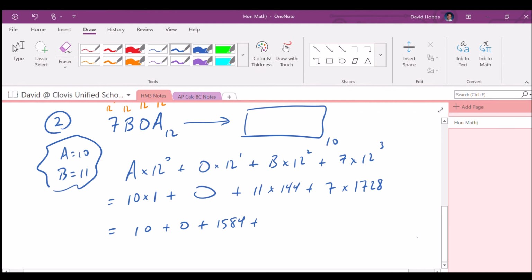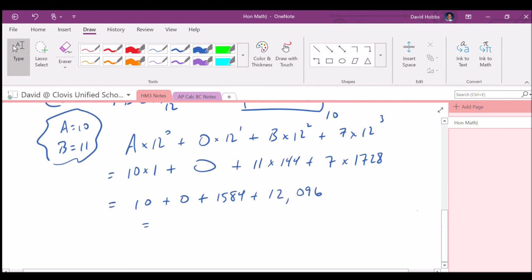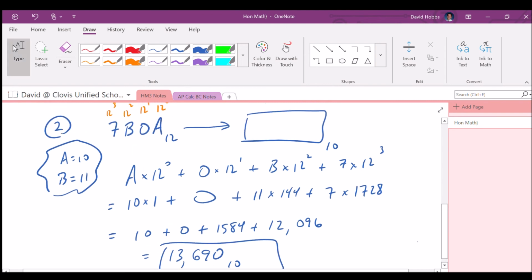Plus 7 times 1728. Okay, so that comes to 13,690, and that is base 10.